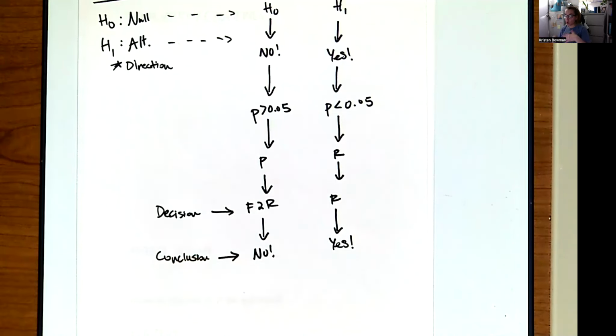On your exam, I expect that you will write out what this means. You will write out due to P being greater than 0.05, we fail to reject the null and we conclude that there is no effect of whatever thing that you have, right? Whatever thing that you're studying.